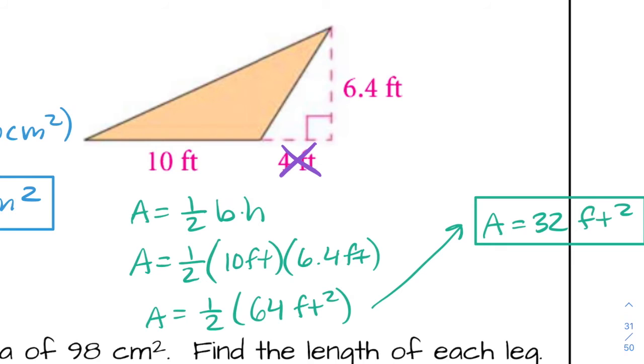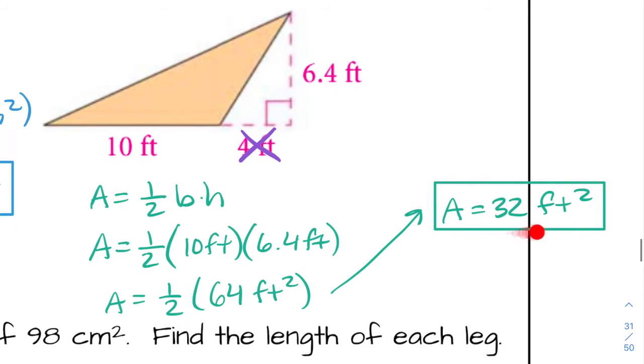So area is 1/2 base times height. So area is 1/2 of 10 times 6.4. In this case, 10 has to be a base. We don't have an option. And then 6.4 times 10 is 64. Feet times feet is feet squared. Half of 64 feet squared is 32 feet squared. And that's good for that one.